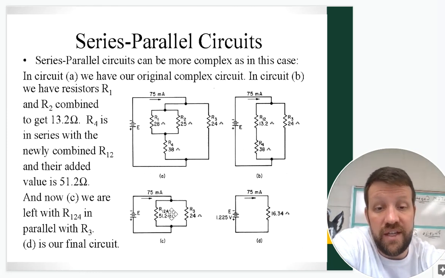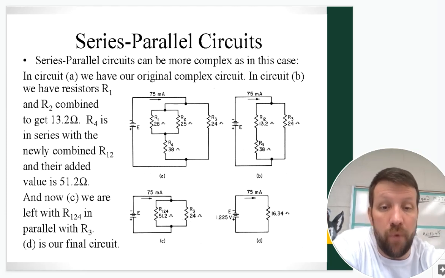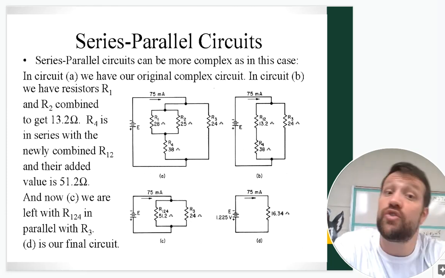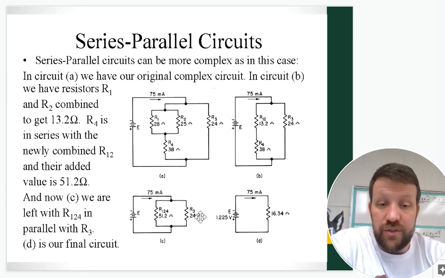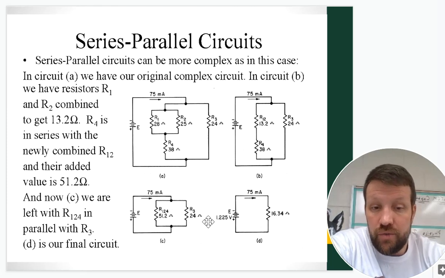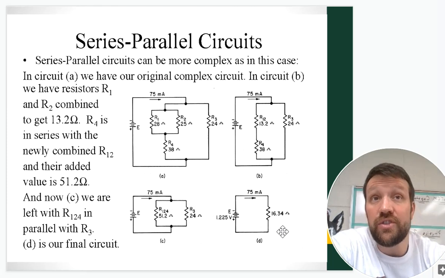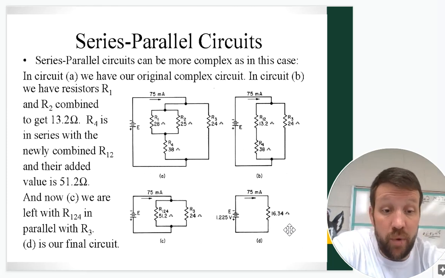And now we have one resistor, and you see how it's marked 1, 2, 4. That means we've combined resistors 1, 2, and 4. And we have resistor 3, so we'd say 1 over 51.2 plus 1 over 24 is going to give me that total resistance. And you see, because this was largely parallel, it's only 16.34 ohms.